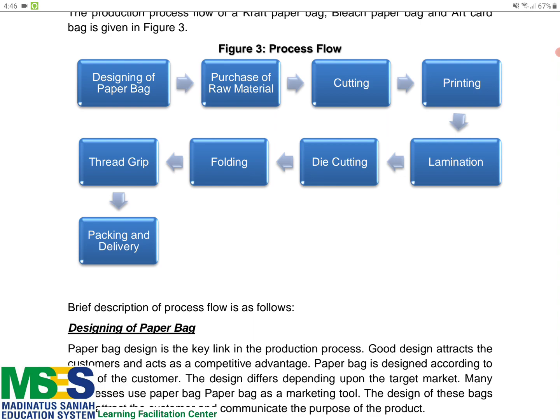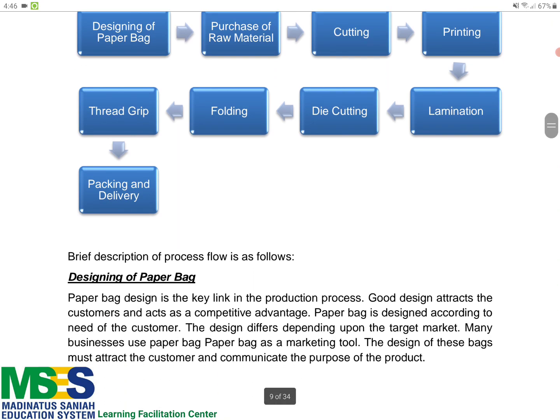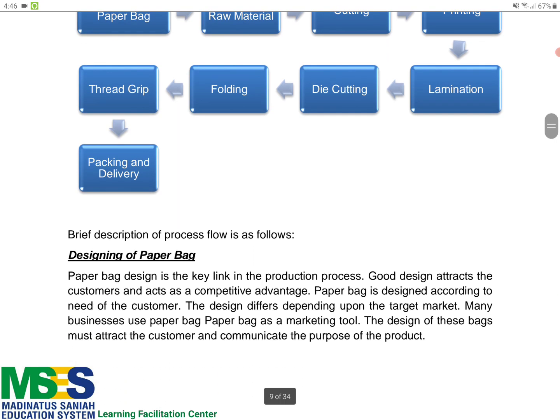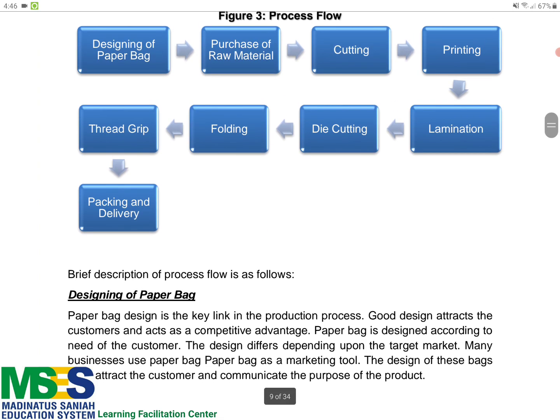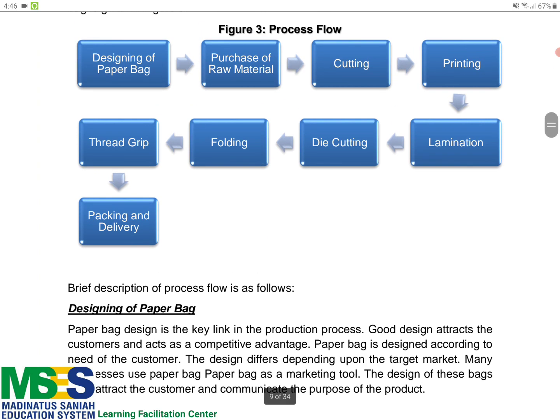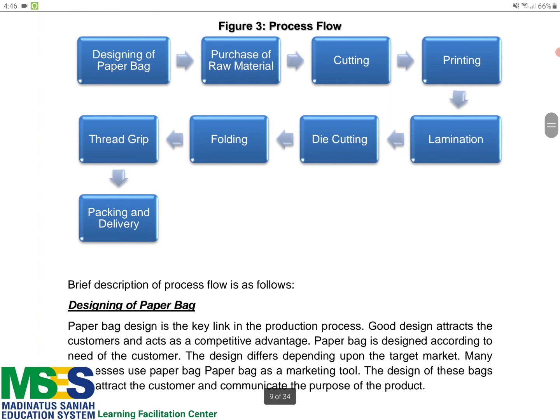Then die cutting. What is die cutting? The size of the bag is decided first in the design phase. Then we prepare a mold, a die, which cuts the paper in the exact shape that we want, which would then be glued together to make the bag. Then folding, because now you have a spread out sheet which is not in the form of a bag. You then fold that paper to form a bag.